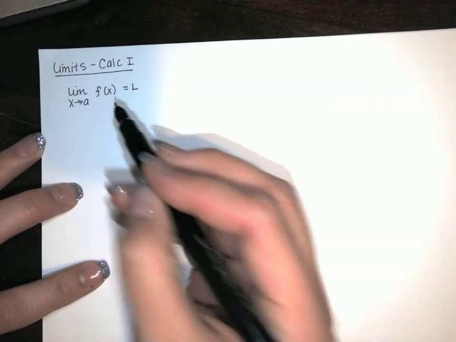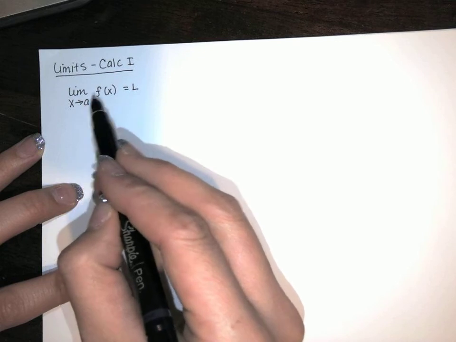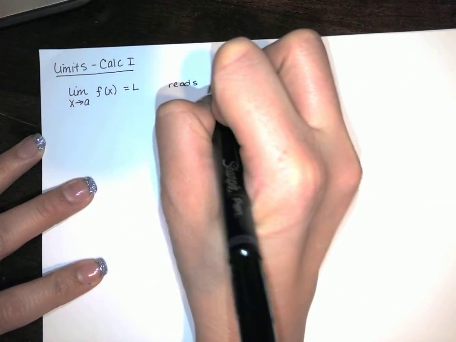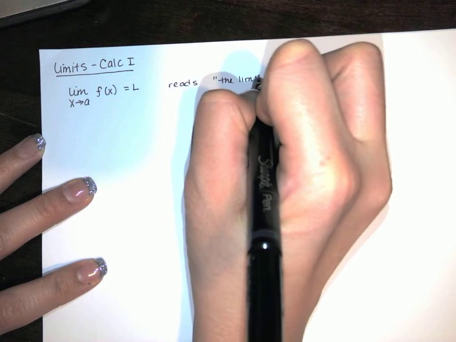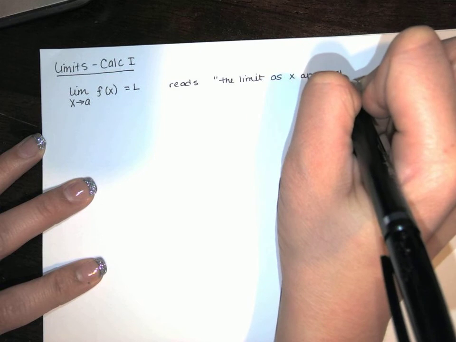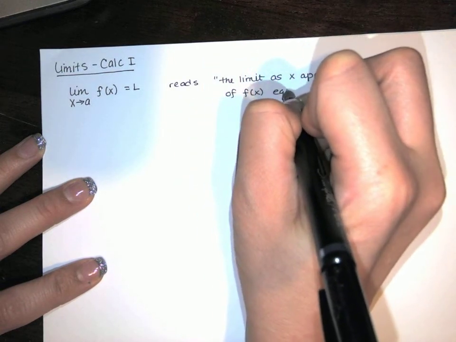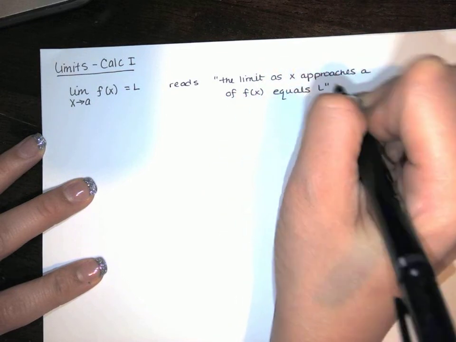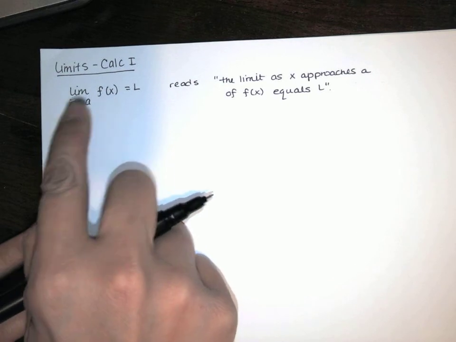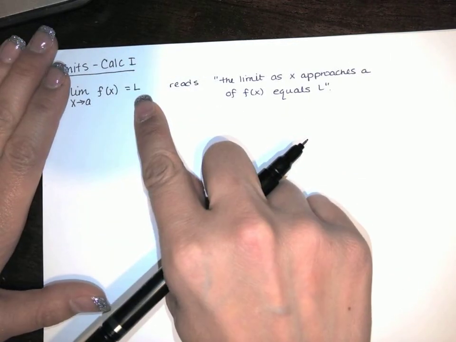So here we've got this notation. It says the limit as x approaches a of f of x equals L. That's exactly how we read it. The limit of this function as x approaches this number, so that's this side, is equal to this other value.